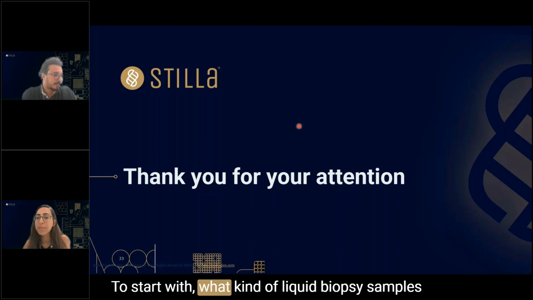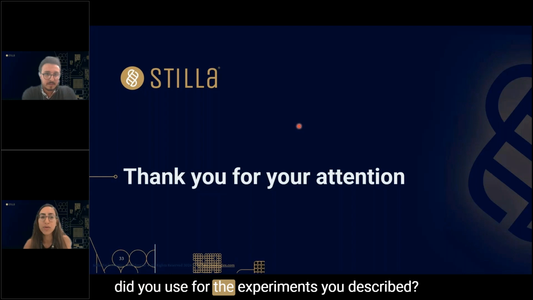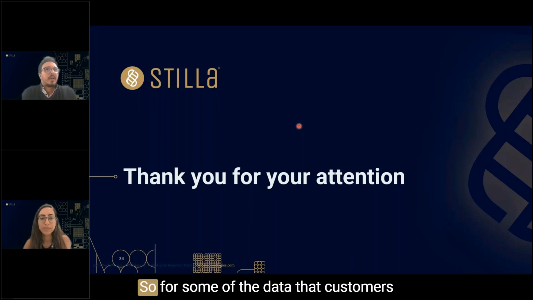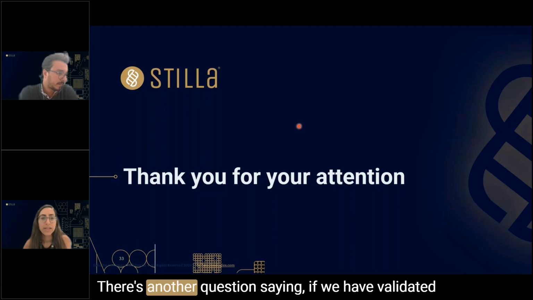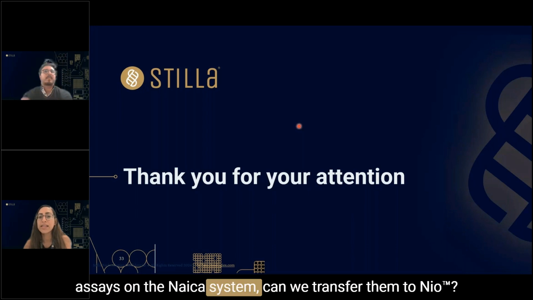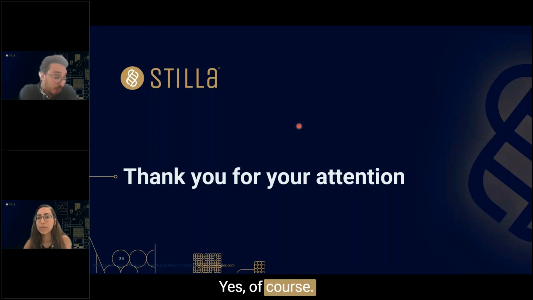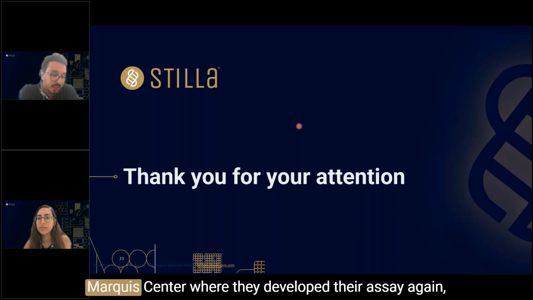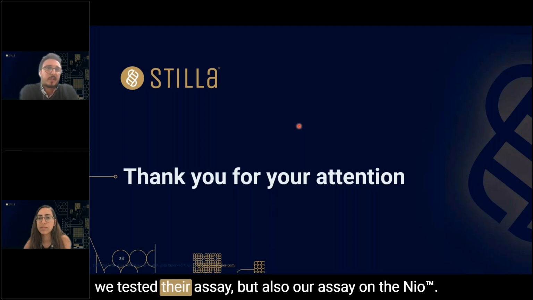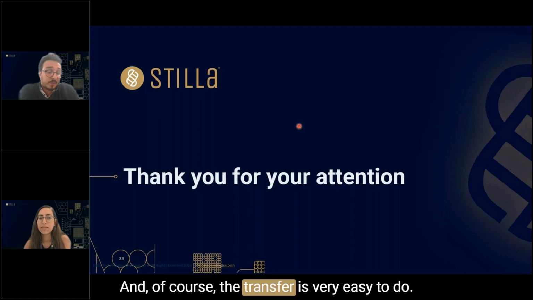To start with, what kind of liquid biopsy samples did you use for the experiments you described? For some of the data that customers shared with us, there were plasma samples. There's another question: if we have validated assays on the NICA system, can we transfer them to NIO? Yes, of course. For the one example I showed with the Eugène Marquis Center, where they developed their assay, we tested their assay, but also our assay on the NIO. And of course, the transfer is very easy to do.